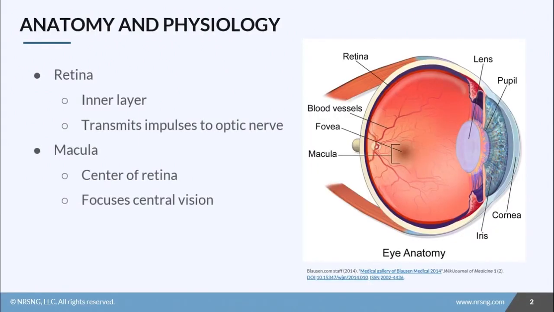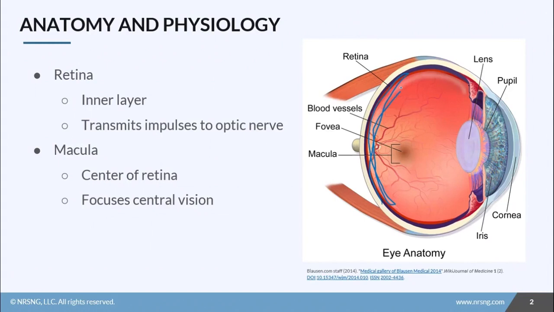Guys, so today we're going to learn all about macular degeneration. By the end of this lesson, you will have a better understanding of what macular degeneration is, the different types of macular degeneration, the assessment findings, treatment options, and the nursing considerations when you're taking care of patients with this condition.